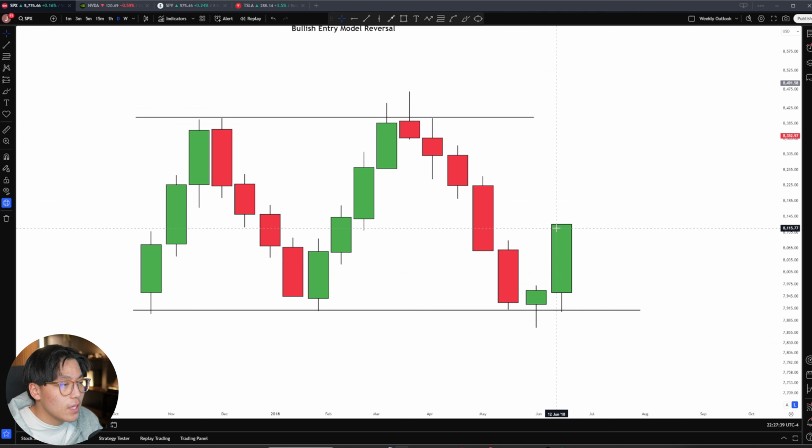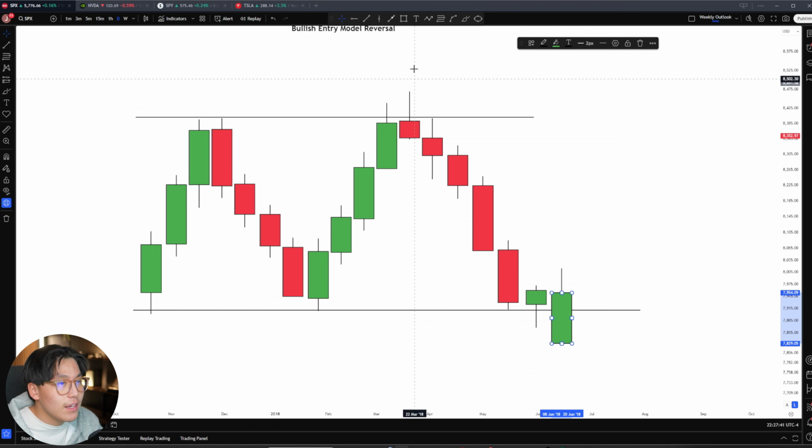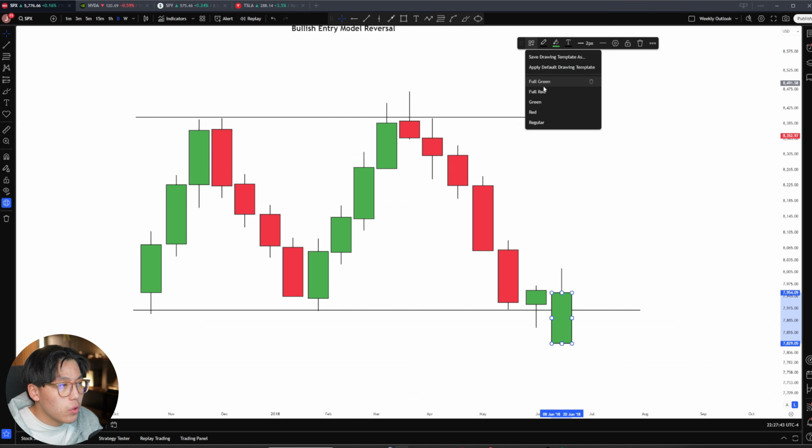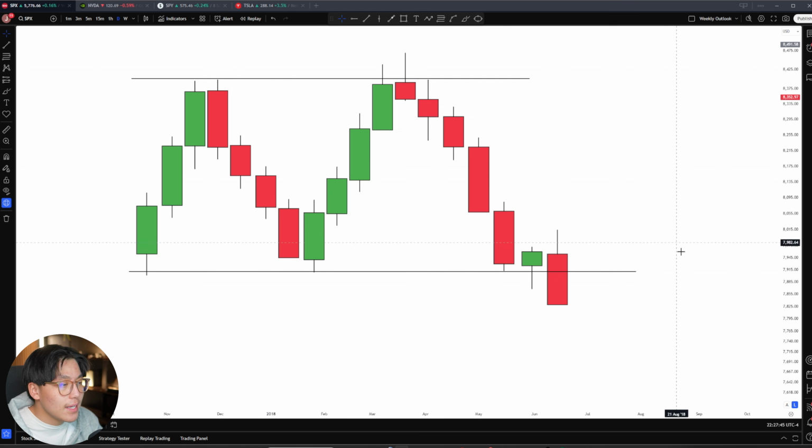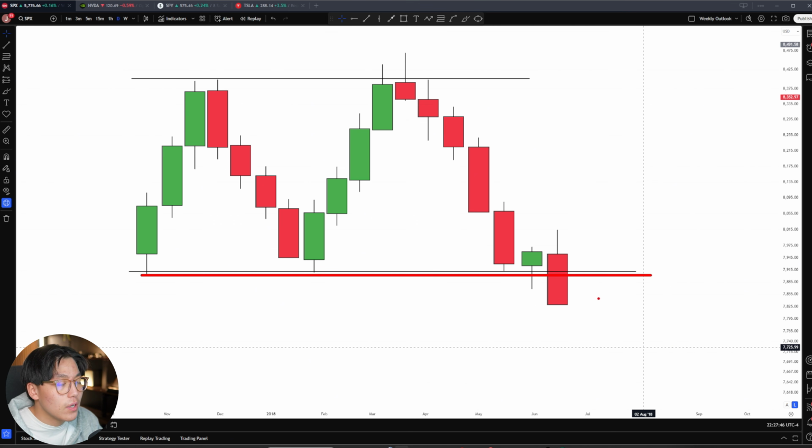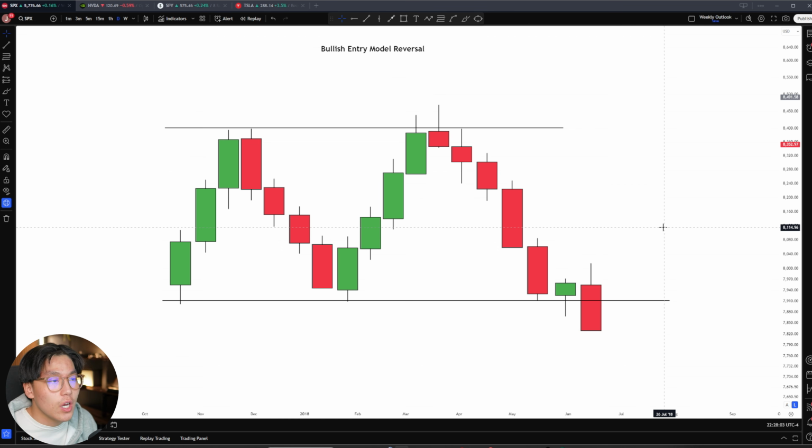And then of course, if we do not close above any of these candles and we end up closing weak, this is an indication that we're going to break underneath the low of the range, and we could very well continue towards the downside. So understanding the reversals for the bullish and bearish entry models is important. Now let's go on to some examples to see exactly what this looks like.